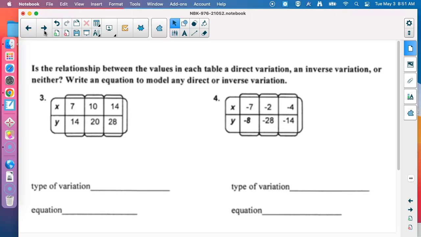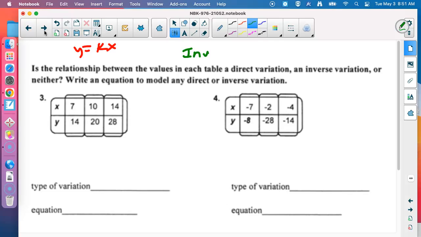Next up, 3 and 4. This is still about direct and inverse variation. So it says, is the relationship between the values in each table a direct variation, an inverse variation, or neither? Write an equation to model any direct or inverse variation. So direct variation looks like this. And inverse variation looks like this.